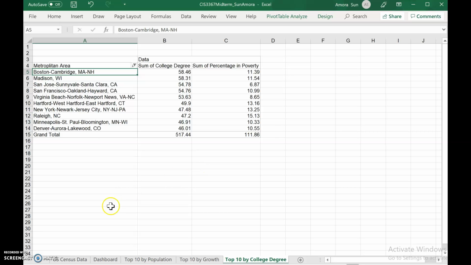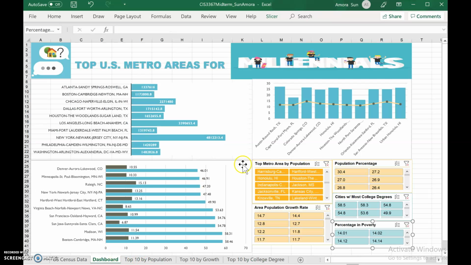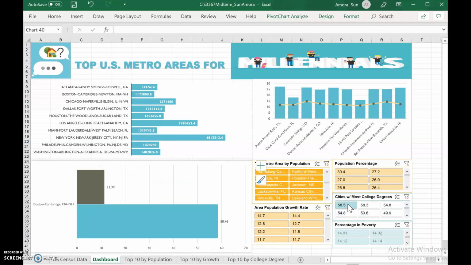If we come back to the dashboard, we're able to see in the table on the bottom the numbers of the population in the area that has the college degree. These slicers are associated with this pivot table. If we press into it, it is again organized in descending order for the top cities with the most college degrees. And once we press into it, we are able to expand and see also the poverty percentage in that area.